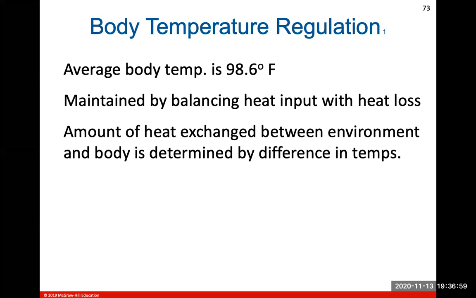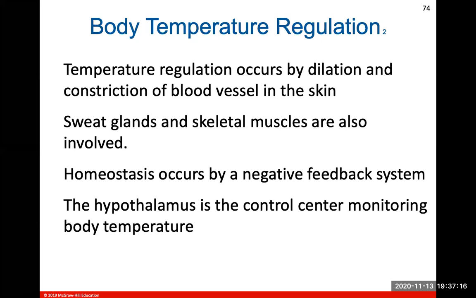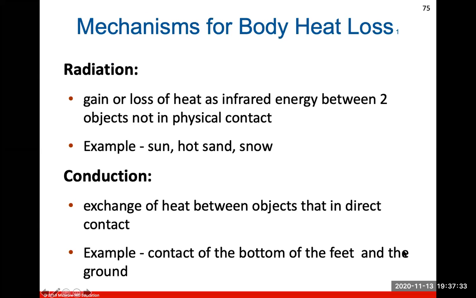Body temperature regulation. Normal body temperature is about 98.6 degrees Fahrenheit, 37 degrees Celsius. It's maintained by balancing the heat input with the heat loss, and the amount of heat exchanged between the environment and the body will be determined by the difference in temperatures. Temperature regulation can occur by dilation and constriction of blood vessels in the skin. Sweat glands and skeletal muscles are involved. Homeostasis occurs by a negative feedback loop, and the hypothalamus will be the main control center monitoring your body temperature.